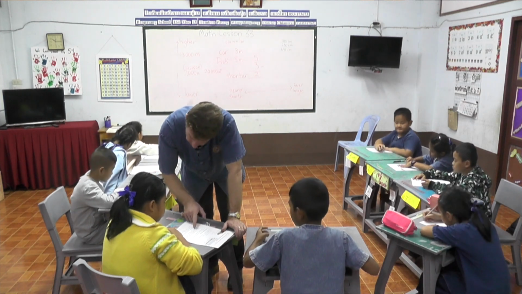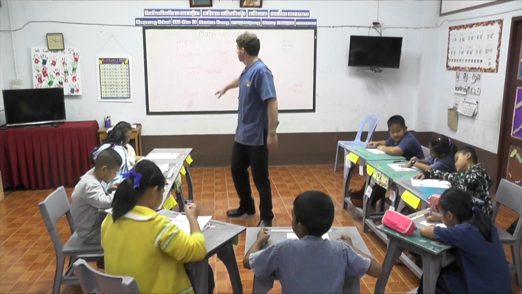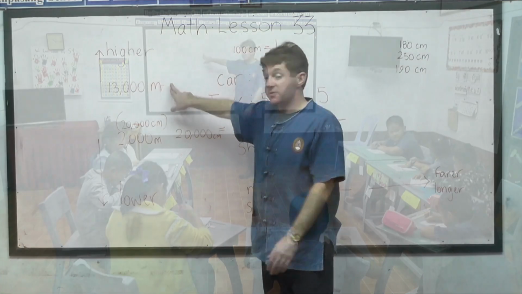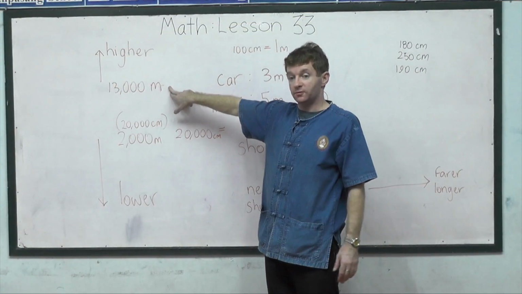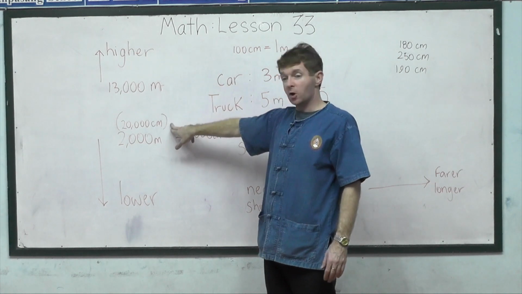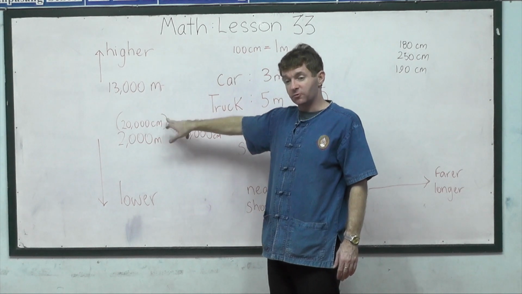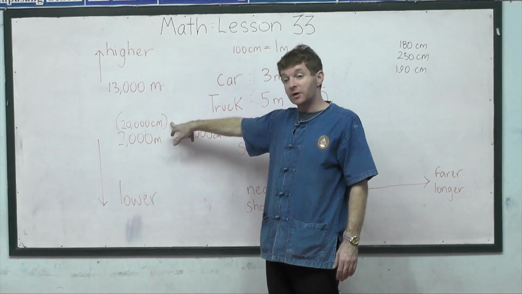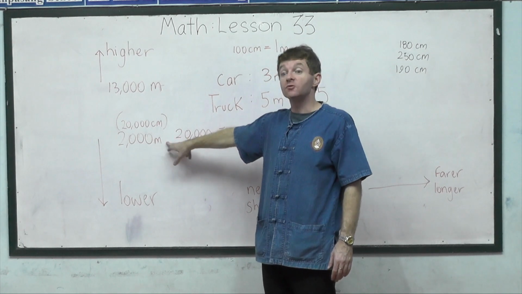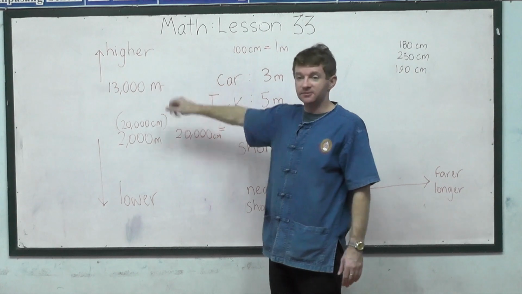This one, look again. Which is higher? We have 13,000 meters for the airplane, but the helicopter, 20,000 centimeters. But 20,000 centimeters, when you equate that to meters, is only 200. So the airplane is higher.